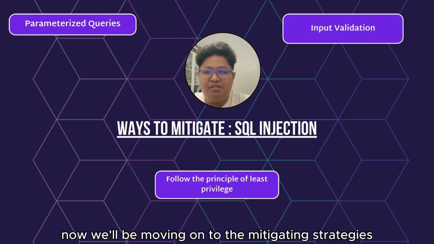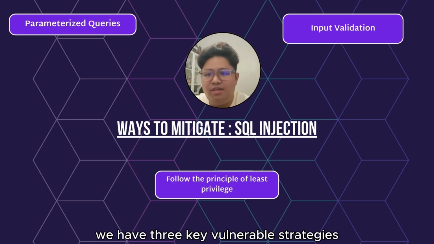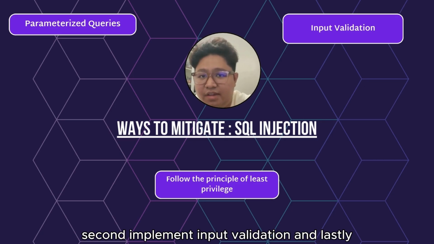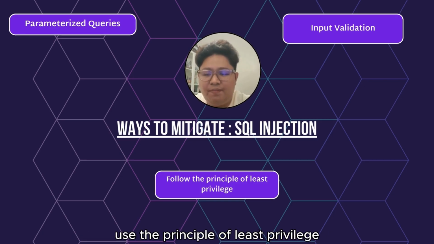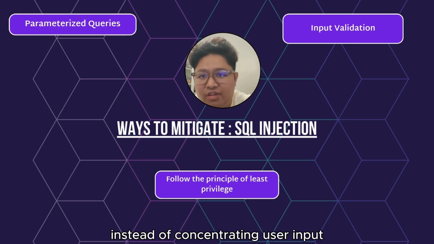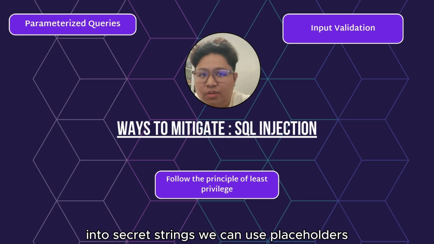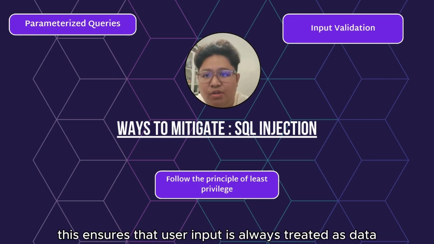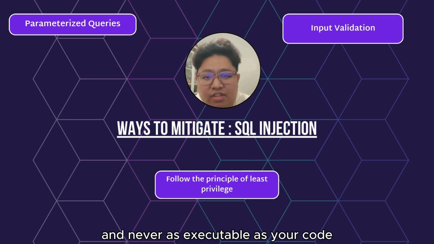Now we'll be moving on to the mitigating strategies. We have 3 key strategies: first, use prepared statements with parameterized queries. Second, implement input validation. And lastly, use the principle of least privilege. Let me explain to you one by one. In using parameterized queries, instead of concatenating user input into SQL strings, we can use placeholders, question marks, or even named parameters and bind the values separately. So this ensures that user input is always treated as data and never as executable SQL code.